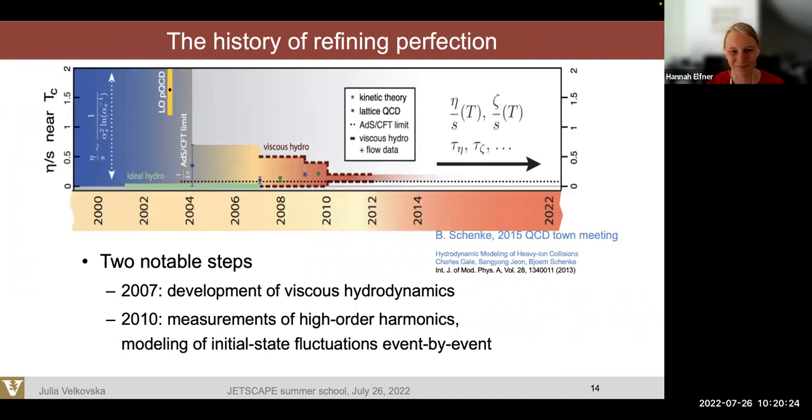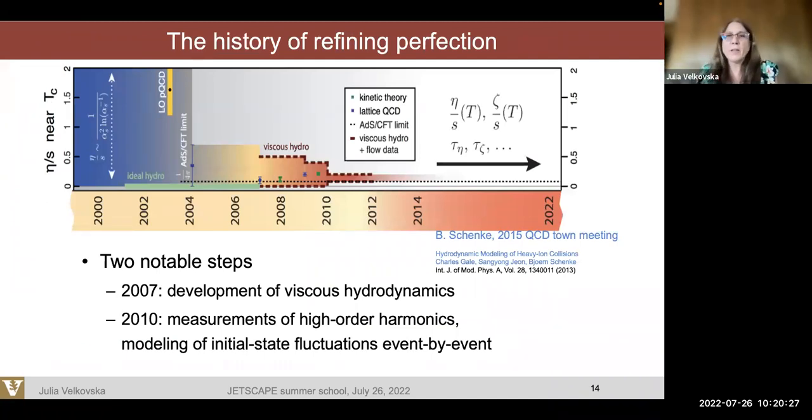Okay. All right, so at the time we realized that we are dealing with a nearly perfect fluid, we didn't yet have working numeric relativistic viscous hydrodynamics. So we had estimates of what the viscous corrections will do to the observables, but we didn't have it solved. So it came later, in 2007, and at that time we started really making precise comparisons between theory and experiment, and we really made progress.